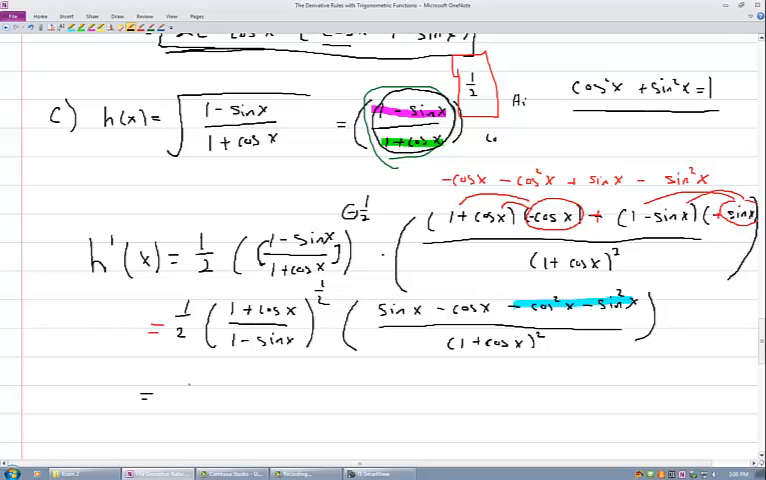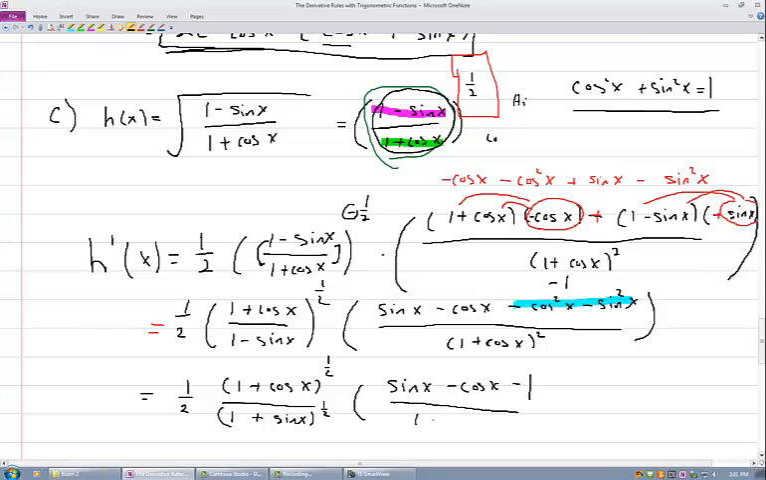So this should be equal to then 1/2, and on top here I'm going to write 1 plus cosine of x to the positive 1/2 divided by 1 plus sine of x, and this is also to the positive 1/2. Right. And then here I'm going to write, instead of minus cosine squared minus sine squared, I'll realize that's just a negative 1. I'll write this as sine of x minus cosine of x minus 1, all divided by this low squared. So 1 plus cosine of x, quantity squared.